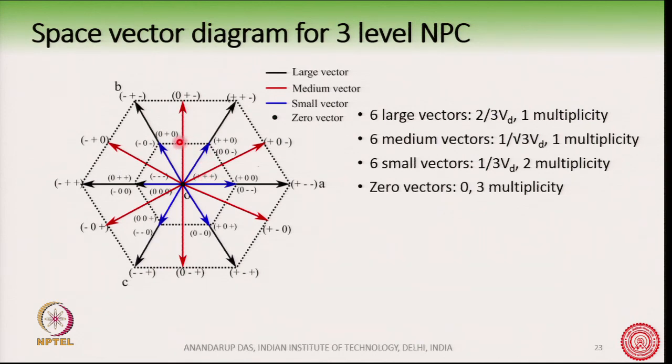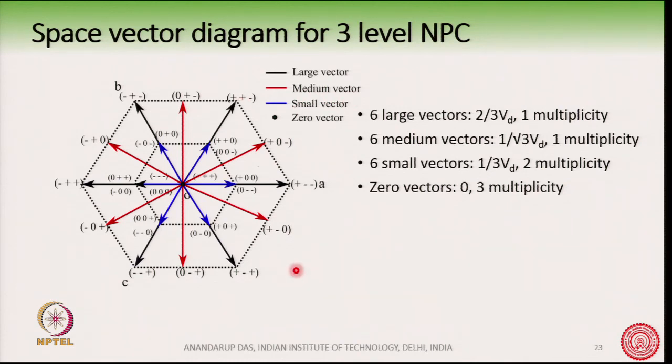This is the whole space vector diagram. These vectors are shown by these arrows. There are 6 large vectors and 6 medium vectors. The small vectors are indicated by the blue arrows, while the medium vectors are indicated by the red arrows, and the black ones indicate the large vectors.